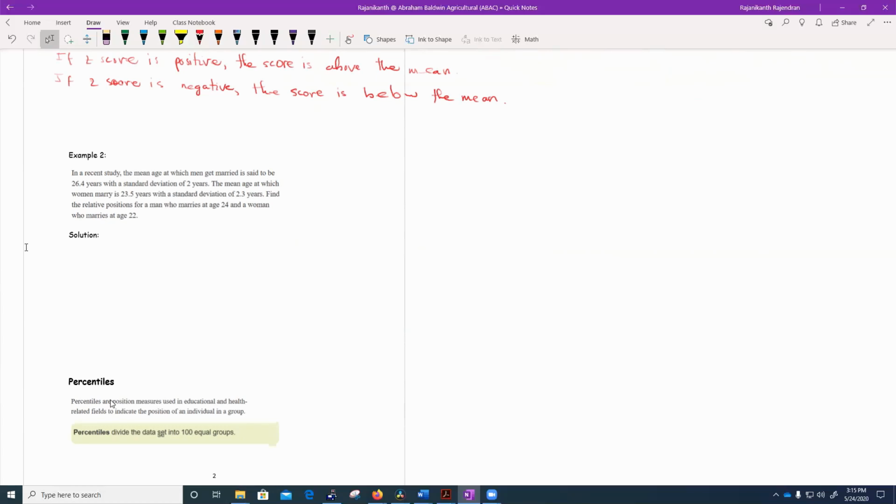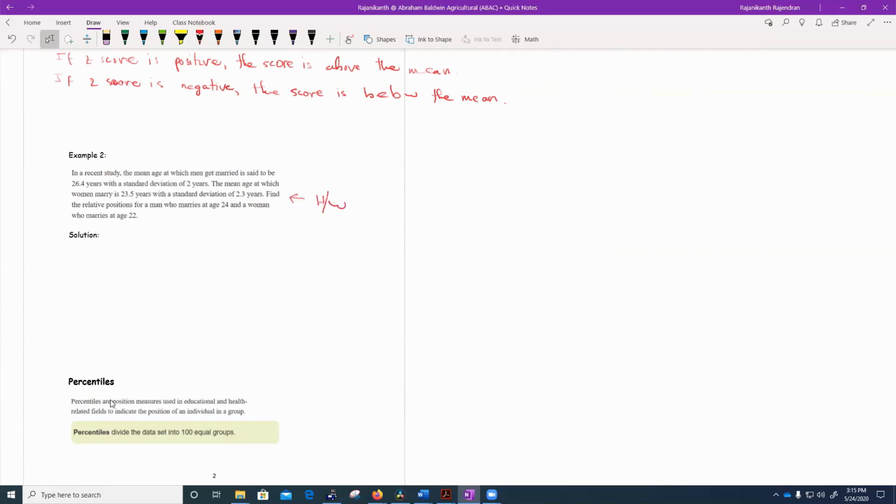Look at this problem. I'm leaving this problem, I'm just giving you guys to try this problem. Okay, why don't you try this and let me know if you have any difficulty. So let me explain first.